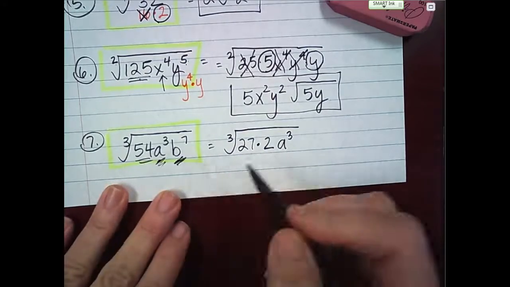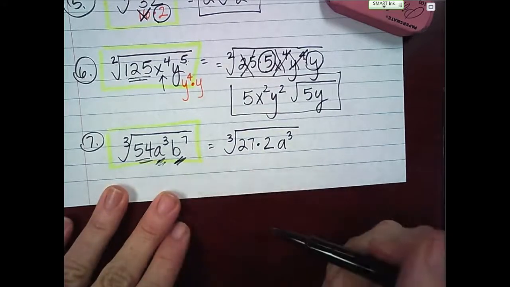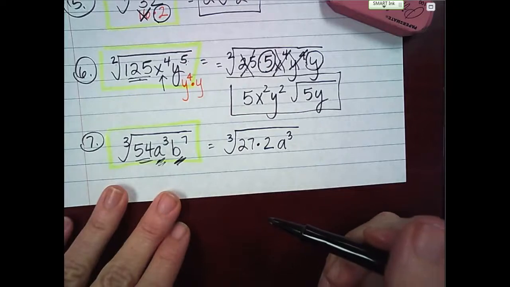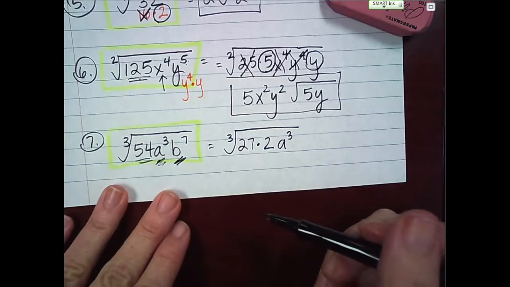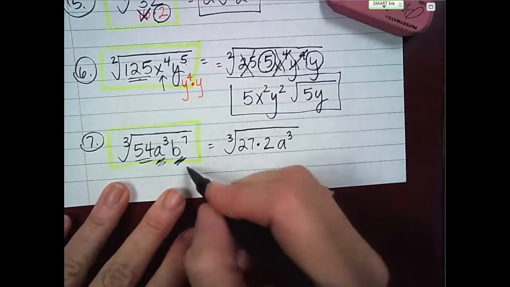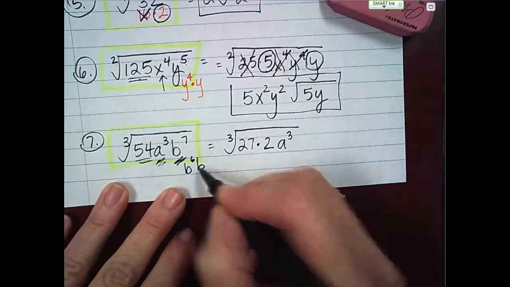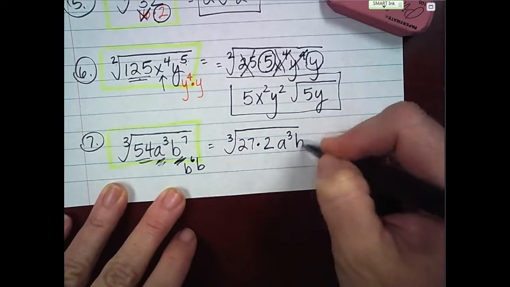What about b to the 7? Can I do 7 divided by 3? No. What's the closest number without going over 7 I can divide by? Right, so this is the same thing as b to the 6 times b. So that's what you're going to put in there. B to the 6 and b.